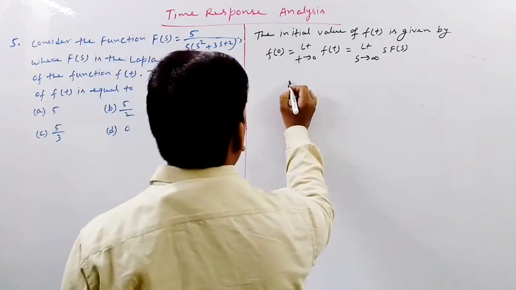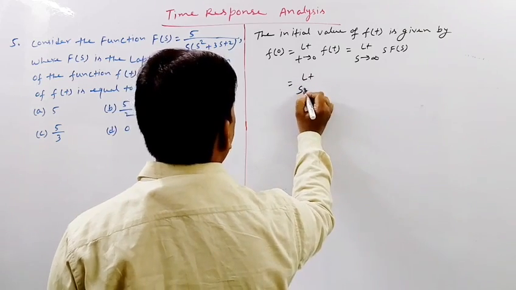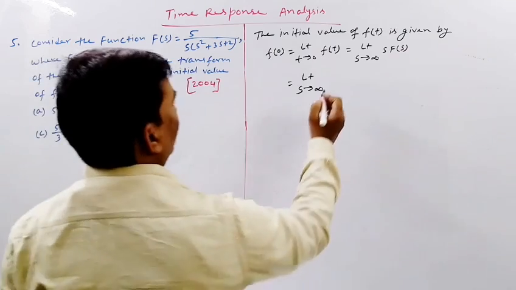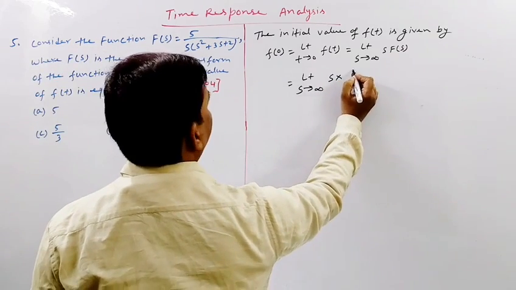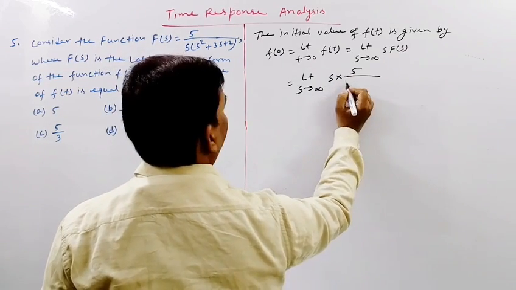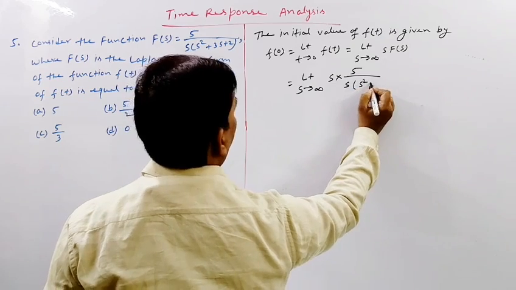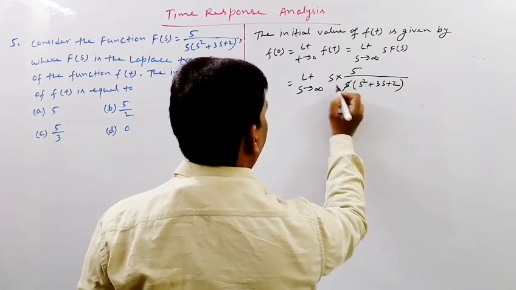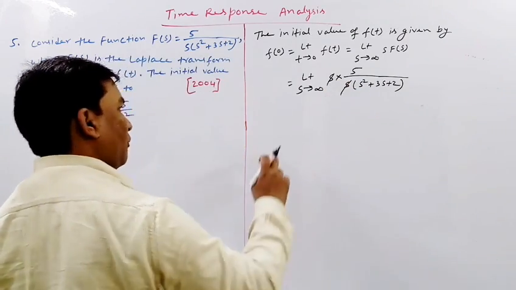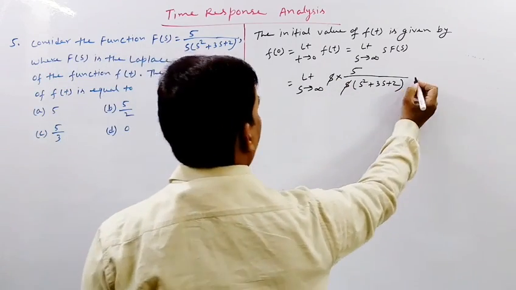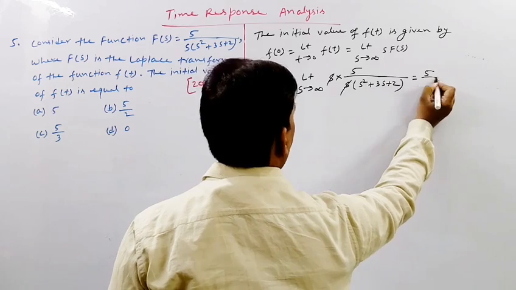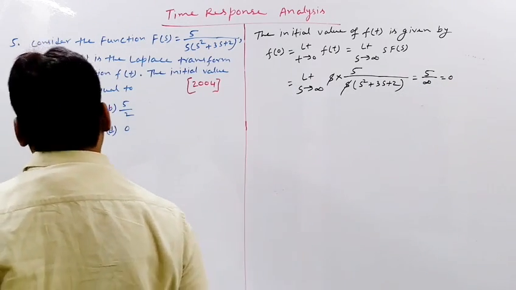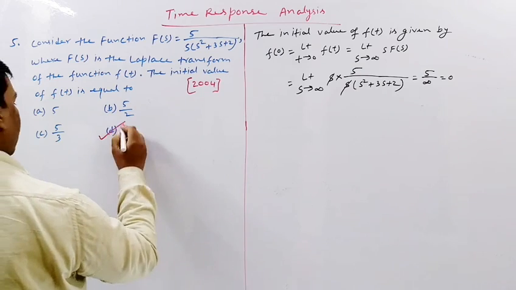So it will be equal to limit s tends to infinity. What is F(s)? F(s) is given here. So s multiplied by F(s) is nothing but 5 divided by s into (s square plus 3s plus 2). Now s will cancel out each other, and if we put s equal to infinity, then the value will be 5 by infinity. So it will be 0. So which option is correct? Option number D is the correct one.